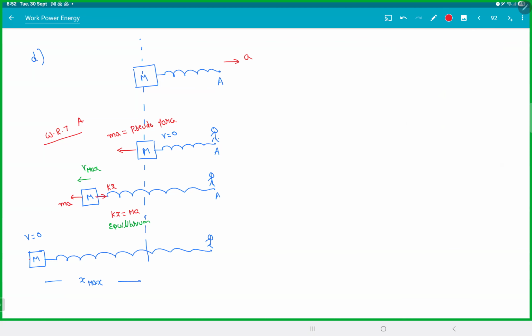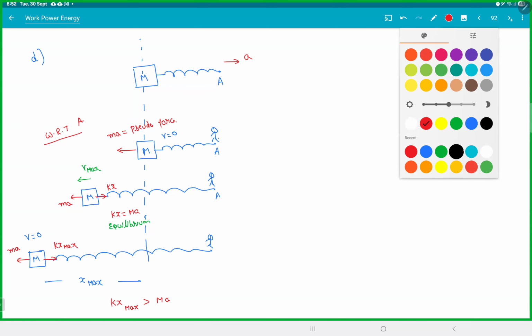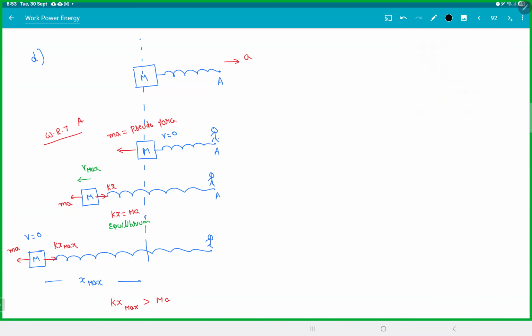So at this point, the pseudo force is still there, but your spring force has become so much. So here your spring force kx max is greater than ma. So the block will actually go back. It will just keep on oscillating front and back. So what is my state 1 and state 2? My state 1 is this. My state 2 is this, the extreme position.